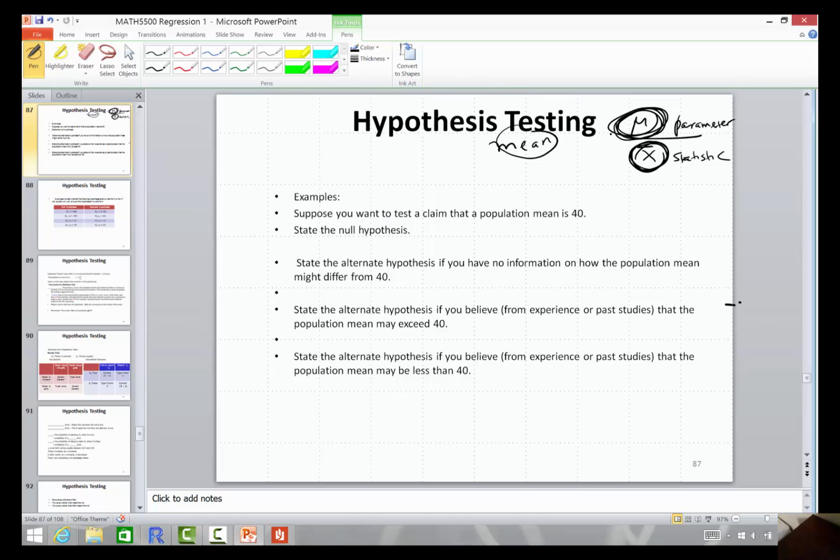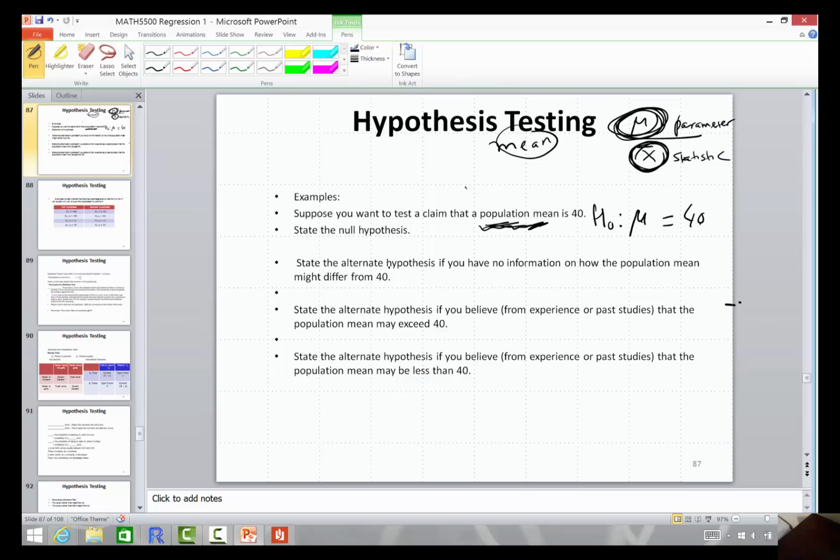Suppose you want to test a claim that the population mean is 40. So the population mean mu is 40. State the null hypothesis. The null hypothesis is H0. So H0, the population mean mu is equal to 40. This is how you write it down. You never write down X bar is equal to 40. Here I'm telling you population mean, so you write down mu. If it says just mean, not the population mean, mean only, still you do mu, not X bar here. That's one very important part.